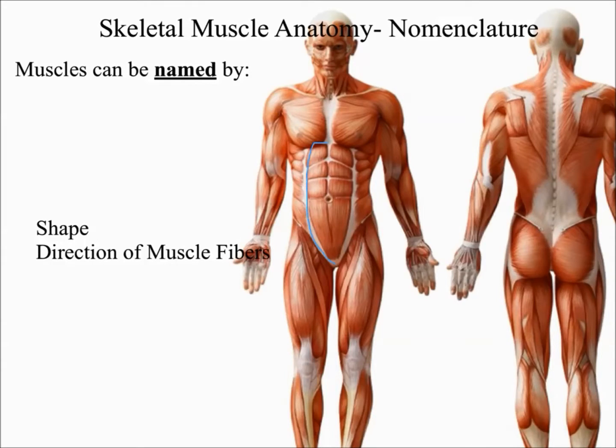And finally, examples of muscles named by the direction of their muscle fibers would include the rectus abdominis, rectus meaning head to toe, so the muscle fibers on the rectus abdominis move from superior to inferior, and another abdominal muscle would be the external obliques. Oblique meaning at an angle.